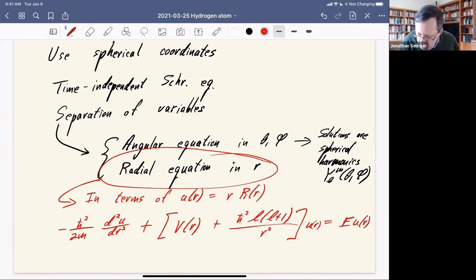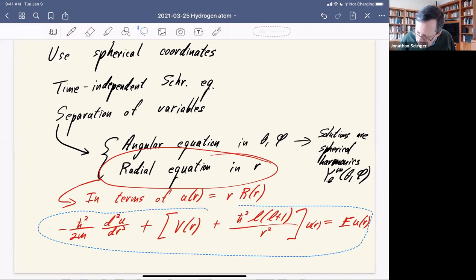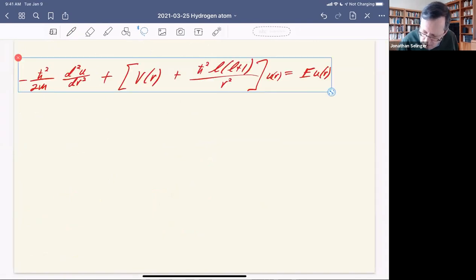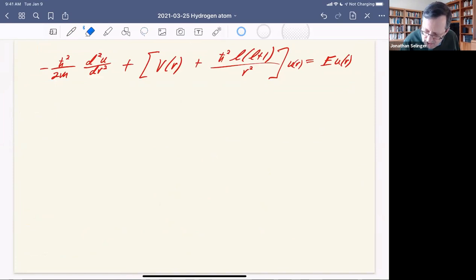Now let's do this equation and put in the potential energy that we need. Here I'm going to lasso it, copy it. Lasso this, copy. All right. So now, in place of this potential energy, I'm going to write in the Coulomb potential, which is negative e squared over 4 pi epsilon naught r.